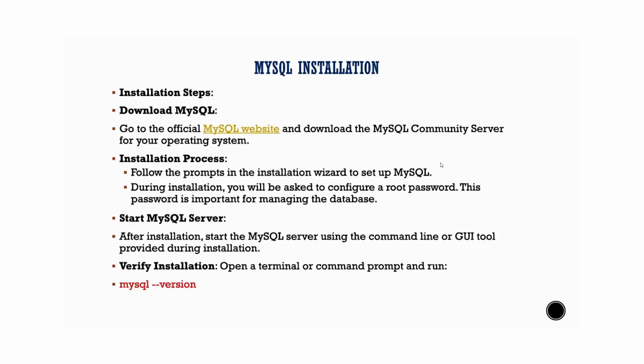How to install MySQL on your system? Go to the official MySQL website and download the MySQL Community Server for your operating system. Run the installer and follow the prompts. You will be guided through the installation process, including configuring a root password, which is crucial for accessing the database. After installation, start the MySQL server using the command line or the graphical interface provided.